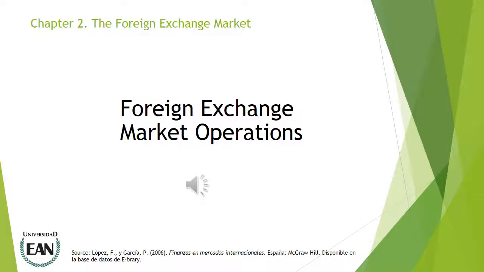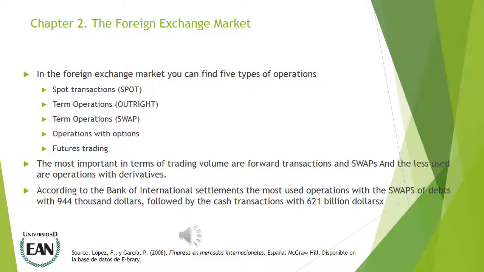Foreign exchange market operations. In the foreign exchange market, you can find 5 types of operations: spot transactions, outright forward operations, swap operations, operations with options, and futures trading. The most important in terms of trading volumes are forward transactions and swaps, and the least used are operations with derivatives. According to the Bank for International Settlements, the most used operations are swaps, with $944 billion, followed by cash transactions with $621 billion.